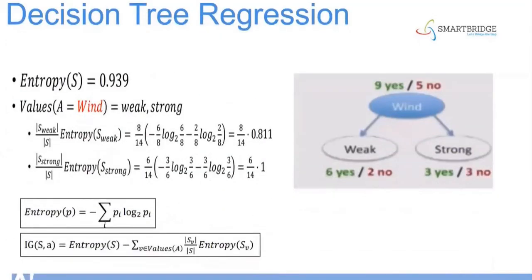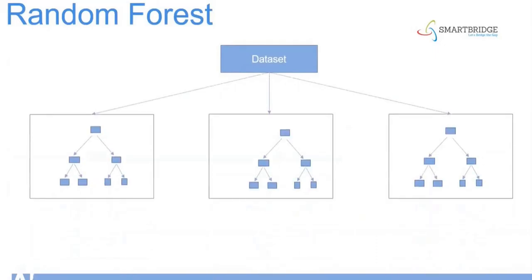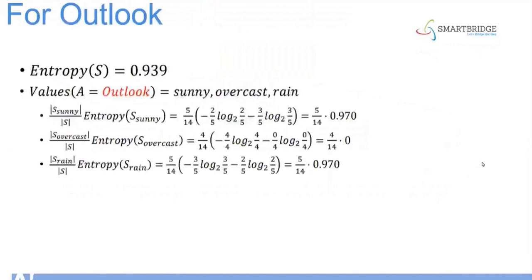Now, in the same way, we have random forest. Random forest is nothing but the data set is divided into 3 data sets. For each data set, a decision tree is calculated. Let's take the same data set.